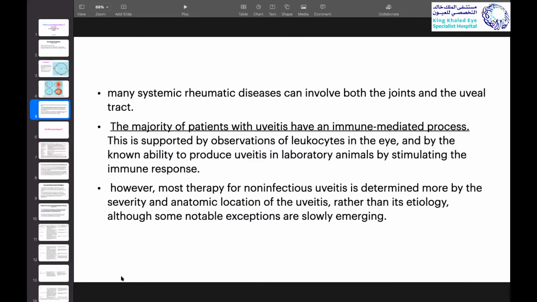So, as a rheumatologist, why would I care about the eye? There are a lot of systemic rheumatic diseases that can involve both joints and the uveal tract. The majority of patients with uveitis have an immune-mediated process, supported by the observation of leukocytes in the eye and by the known ability to produce uveitis in lab animals by stimulating an immune response. However, most of the therapy for non-infectious uveitis depends on the location itself, which is anterior, intermediate, posterior, or pan, rather than the etiology, although there are some notable exceptions that are slowly growing now.